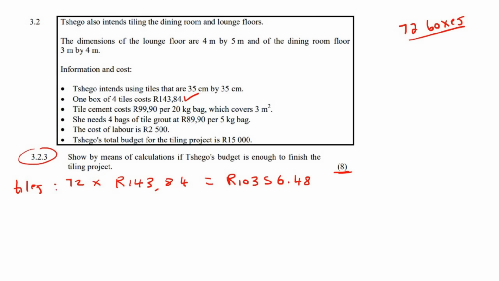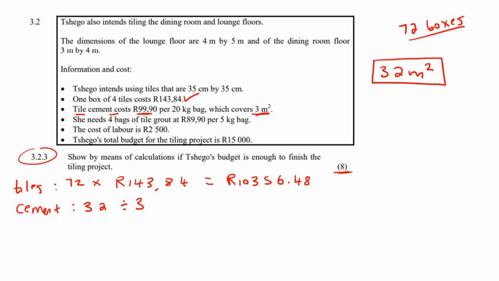Now, we're not only buying tiles, you also need to buy some cement. So, tile cement is 99 Rand for a 20 kilogram bag. Now, that 20 kilogram bag is going to cover 3 meters squared. But how big was our flooring? Remember, our flooring was 32 meters squared. So how many bags of cement do we need? Well, you need to cover 32, but each bag covers 3. So 32 divided by 3, and that'll be 10.67 bags.